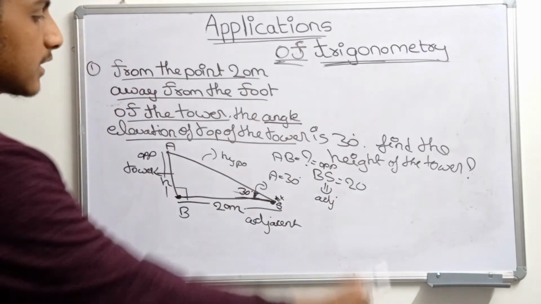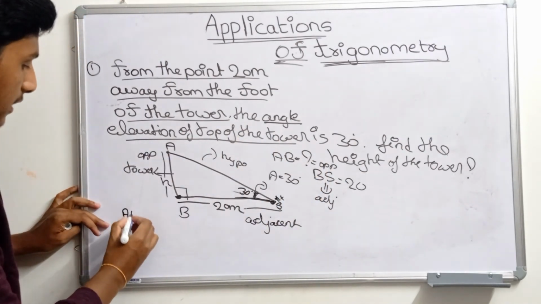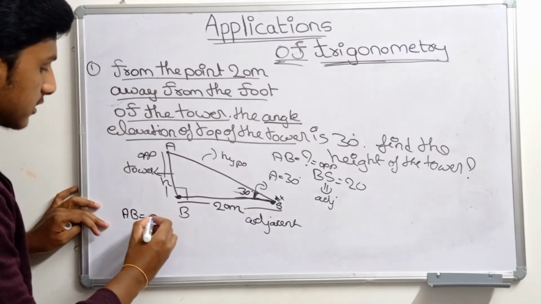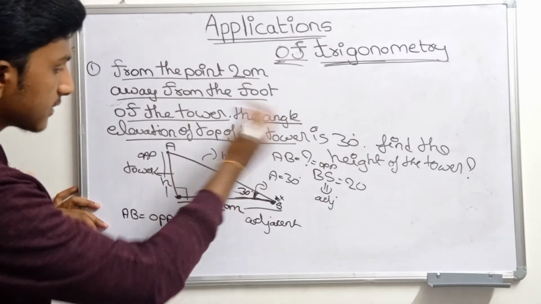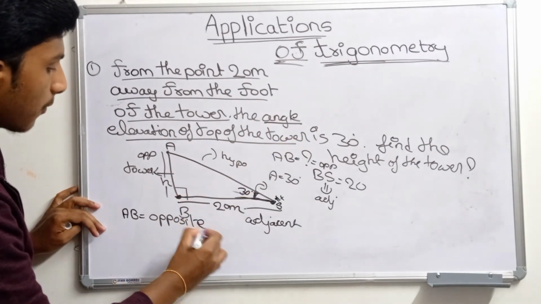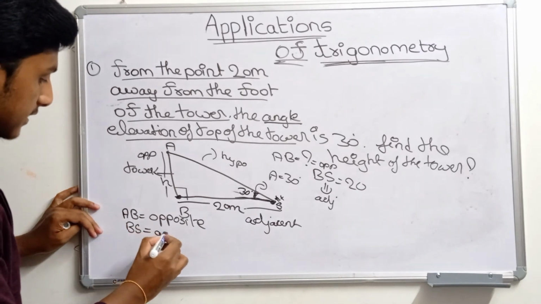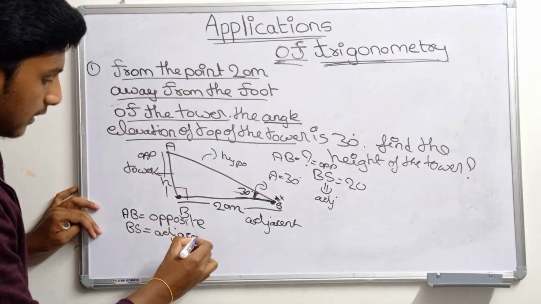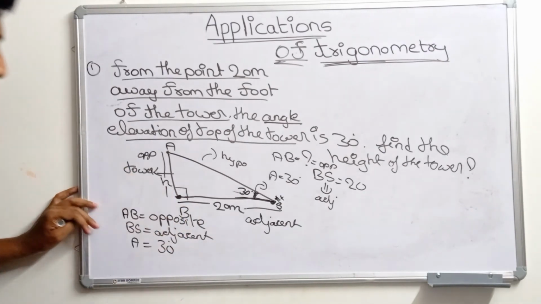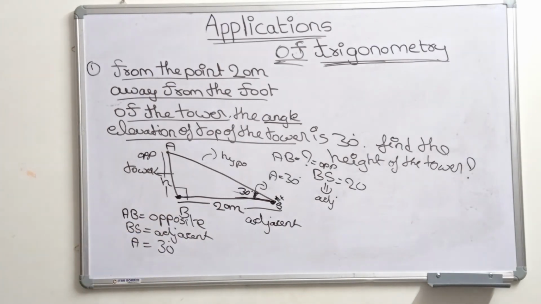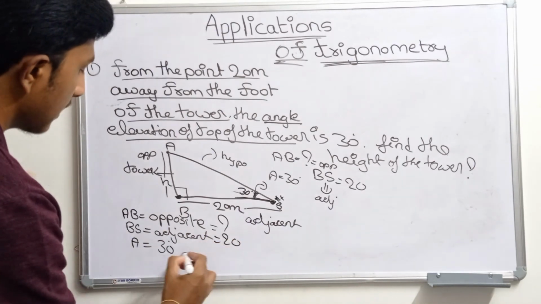Now try to get a relation regarding these three. I am writing it here again. We want AB. AB is opposite to the angle, guys, exactly opposite. This is adjacent and this is hypotenuse. So we need the opposite. And we have BS, that is adjacent, and we have the angle A equals 30 degrees. Now try to get a relation based on this. Opposite is needed, adjacent is given, and the angle is given.